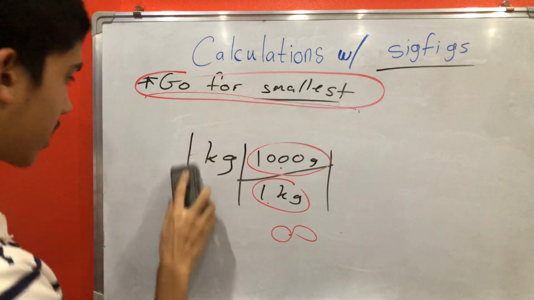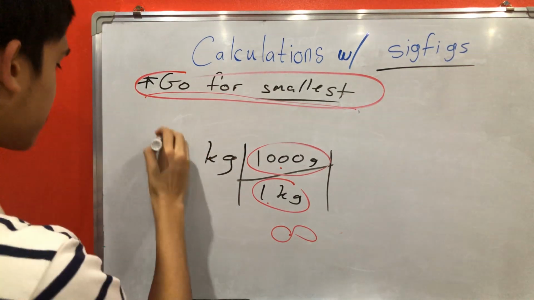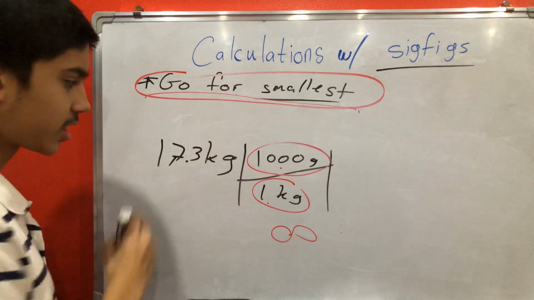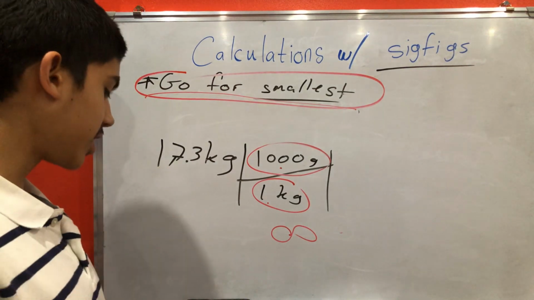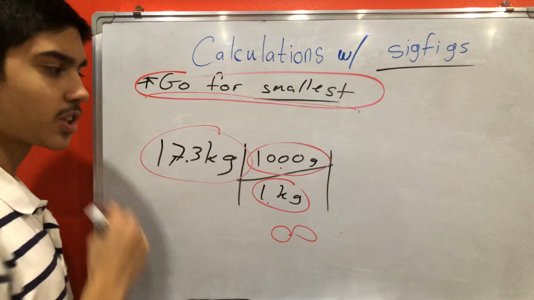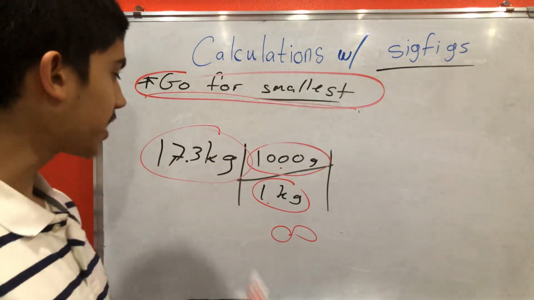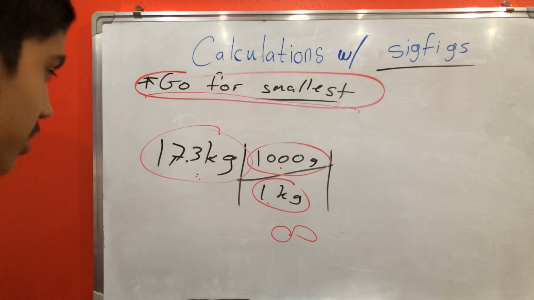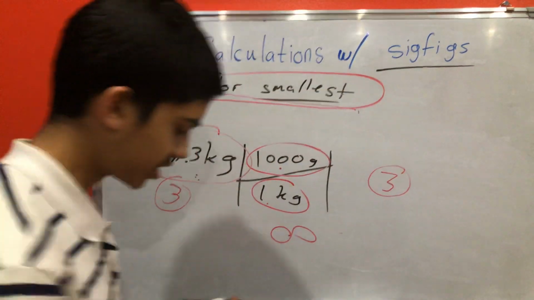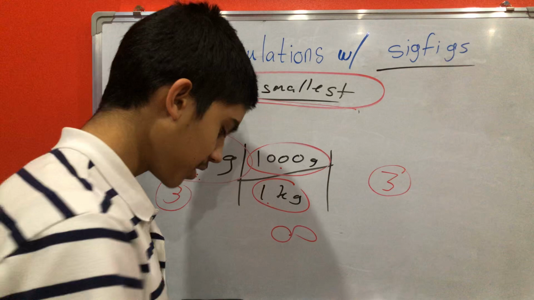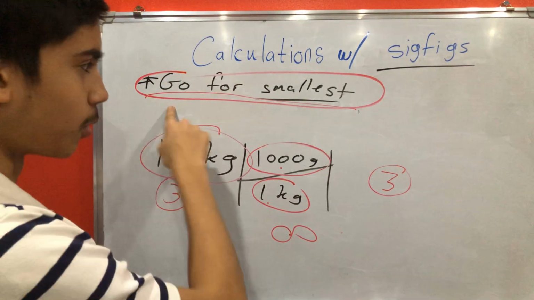But this amount, they might tell you, calculate 17.3 kilograms, right? So the number they give you is almost always not going to be exact. It's always going to be measured, okay? So your answer is going to have 3 significant figures because that's the lowest amount of significant figures. So that's really all it is to significant figures. Go for the smallest.